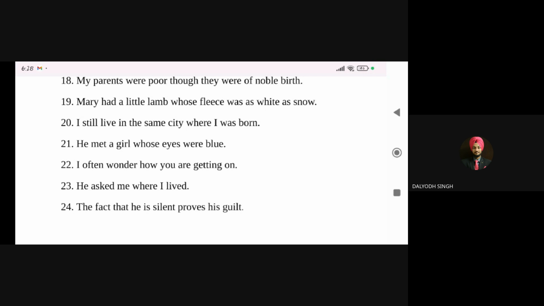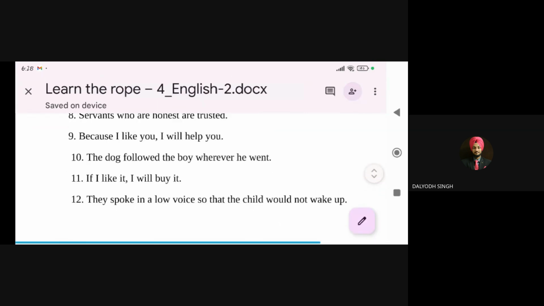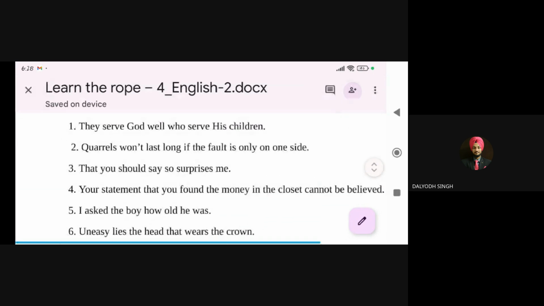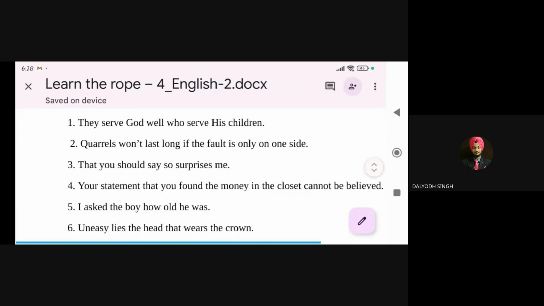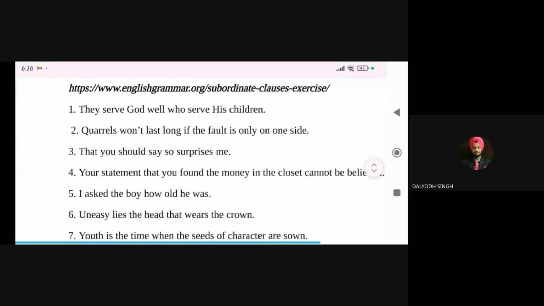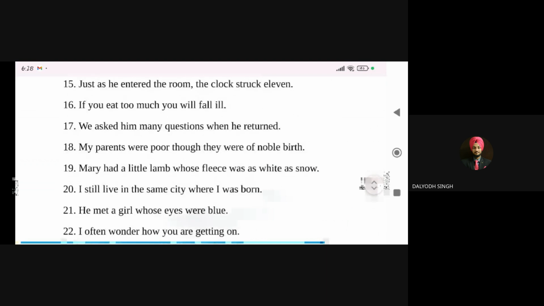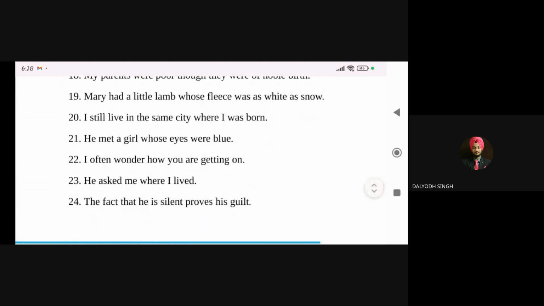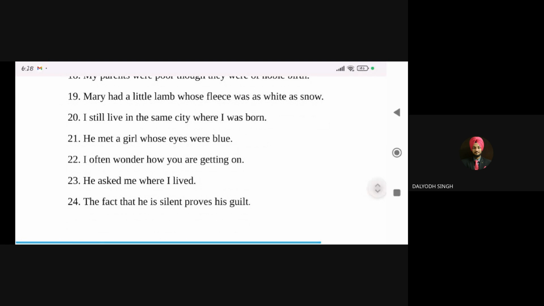So this is one example where it has appeared in the object position. The one which we saw in the third sentence, this one, this was subject. This was when the clause appeared in the subject position and was a noun clause. And with the object, you have sentence number 22: I often wonder how you're getting on. I often wonder what? I often wonder how you're getting on. This is object position, right? So this is again a noun clause.